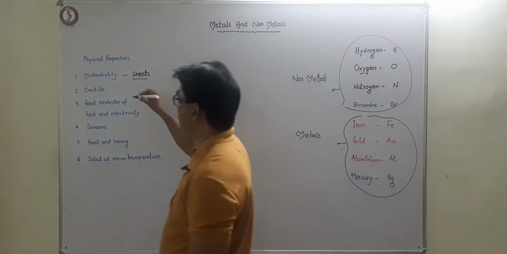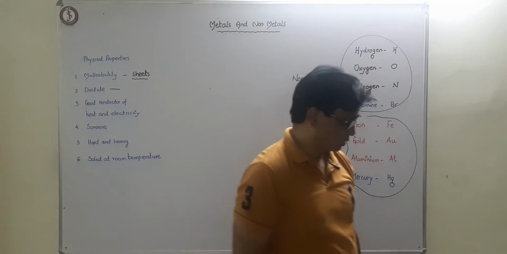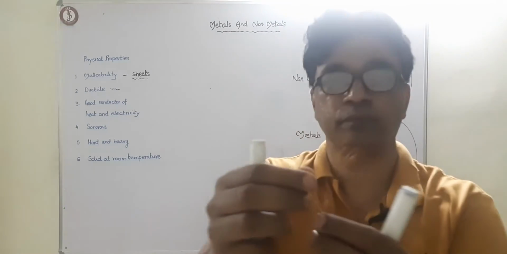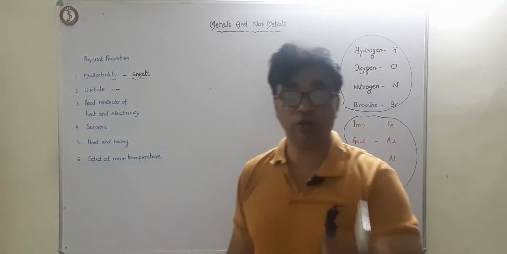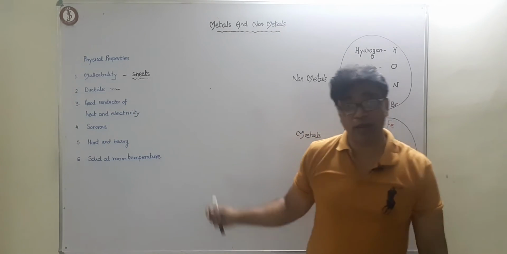Then we have got ductility. Ductility means metals can be drawn into thin wires. Like you see, there is this metal, and this is the wire, and very thin wires, and these wires have got very high tensile strength that you can add into the property.